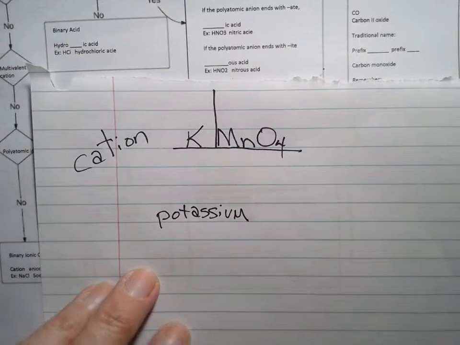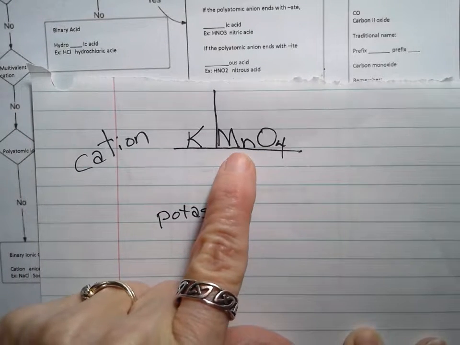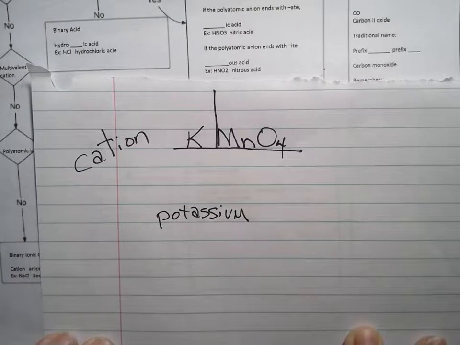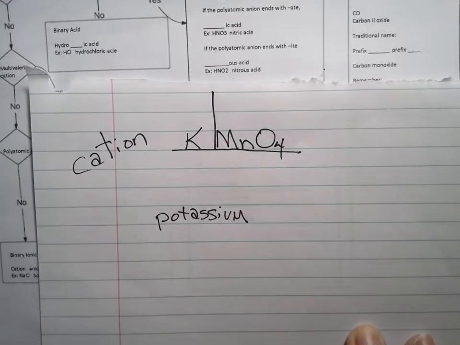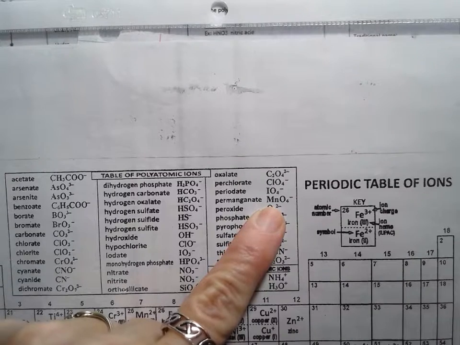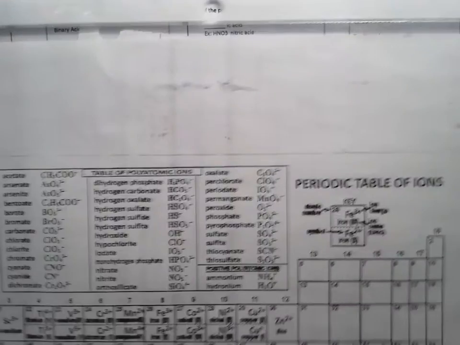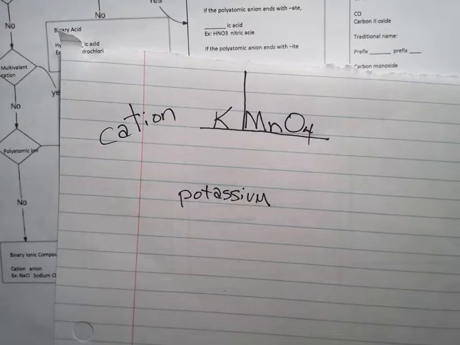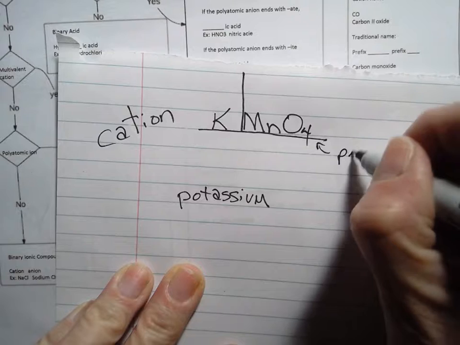Alright, but now I see over here I've got this MnO4. MnO4 is the polyatomic ion permanganate. So I know I've got a polyatomic ion here. The name is permanganate.